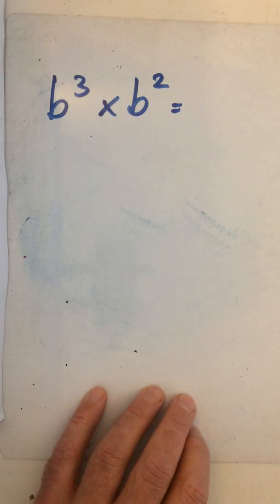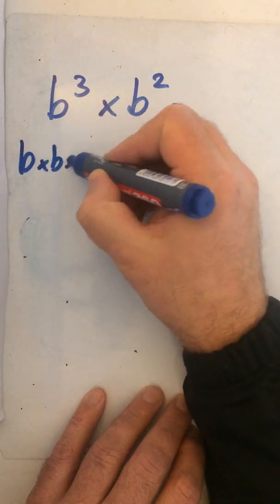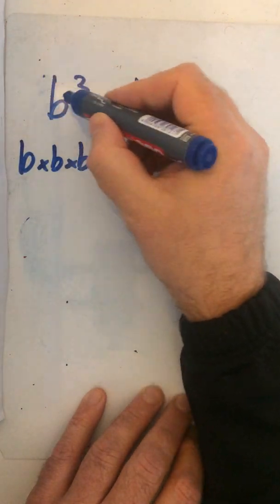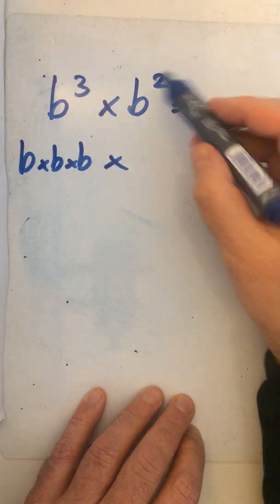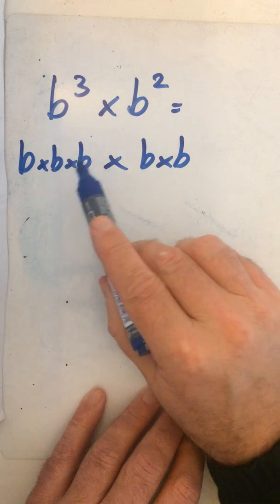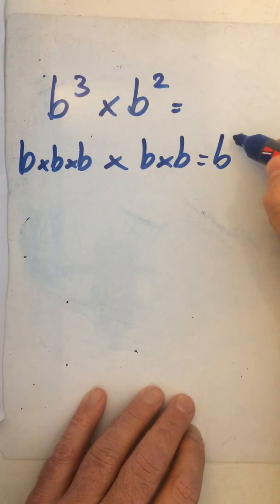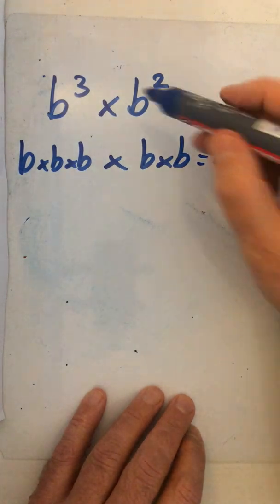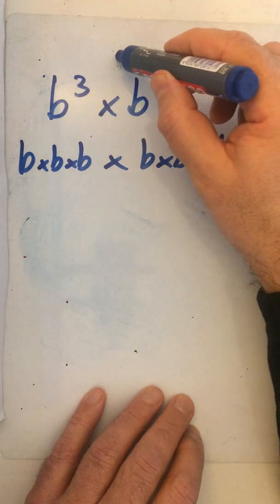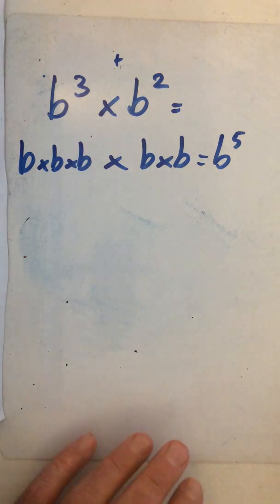If we look at it this way, b to the power of 3, if we write that power as a product, it becomes b times b times b, isn't it? That's what we've got here. And then we're multiplying that by b squared, which is b times b. So b times b times b times b times b is b to the power of 5. And what you'll see, all you need to do is add up the powers. Okay, add up the powers.